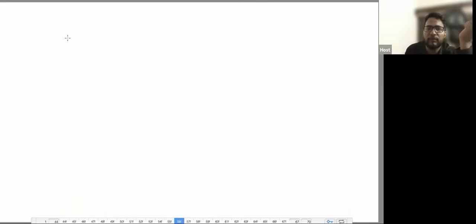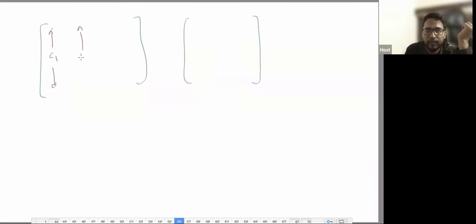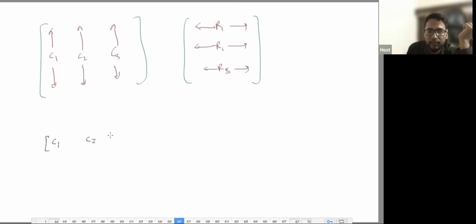Anyway, whichever way you like. Maybe if you like to write the first matrix as a column matrix and the other matrix as a row matrix, then also you can do it. So basically, you can say this is C1, this is C2, this is C3, and this is R1, this is R2, this is R3, then it will be basically C1, C2, C3 times R1, R2, R3.